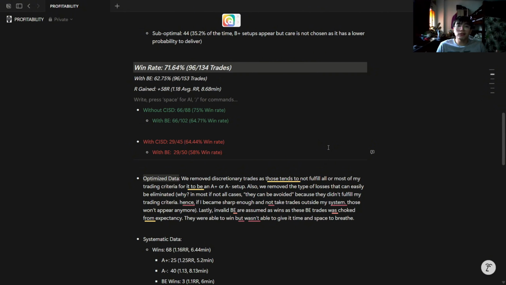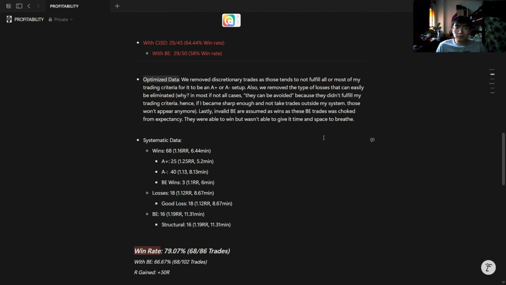Could-have-been-avoided losses, what do I do here? Avoided losses are just eliminated. I think yeah, we remove those eliminated losses because technically those are not systematic losses. So I just remove them. So the losses that will be counted in the systematic data are only the good losses.